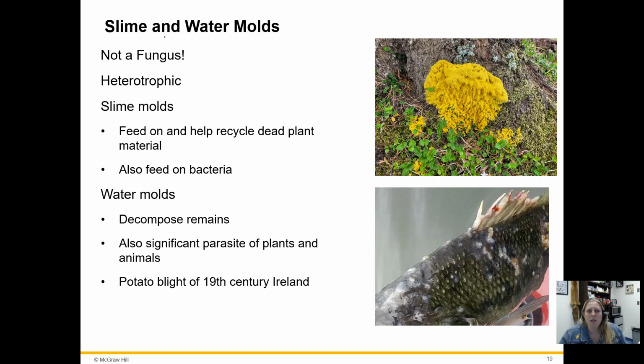And then water molds decompose remains in aquatic environments, which is still important. We need decomposition to happen in water environments for when plants and animals die in an aquatic environment. Water molds can also be really significant parasites. So this is a fish that's infected with a water mold. It's not ick. Ick is a protozoan, so ick is another protist. If you have a fish tank and you've ever gotten fish that had ick, this is a different kind of thing. It's a mold, and I'm pretty sure it has been shown and supported that the potato blight of 19th century Ireland was caused by a water mold, and that changed the course of history, arguably, on a lot of different levels. So just a fun little fact there.